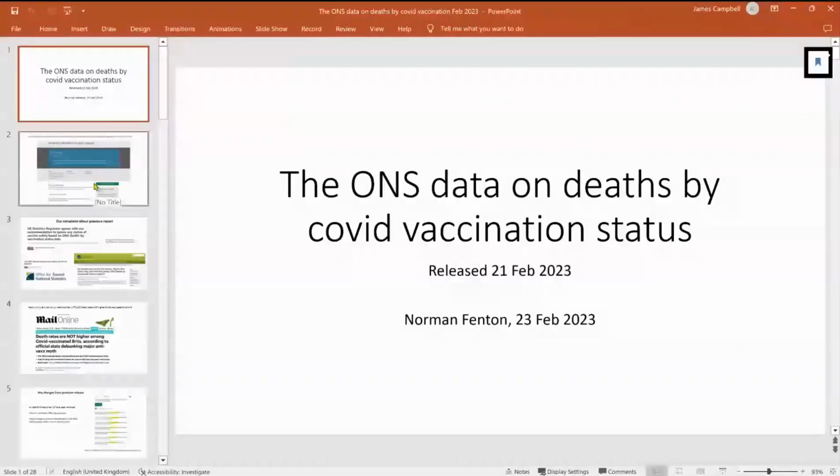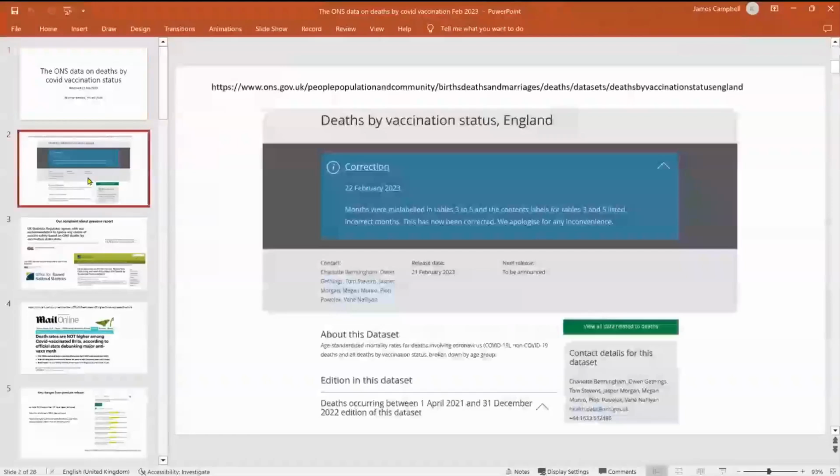Now, this first slide here, Norman, what's this showing? Okay, interesting enough, it's showing that within 24 hours of the first release of this, they actually issued a correction on the 22nd of February because there was mislabeling of the months in two of the five tables. This was pointed out by colleagues of ours, and they did fix that. But there are other errors which we pointed out, which they haven't fixed. But it kind of gives an indication of the shoddiness.